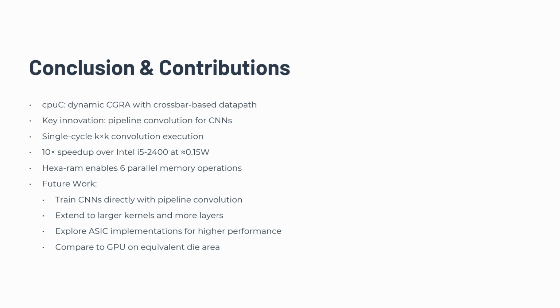To conclude, cpuC is a cross-grain reconfigurable architecture that uses a fully dynamic crossbar to execute a large multi-operation instruction. With our pipeline convolution transformation, cpuC can perform convolution with very high parallelism, achieving significant speedup compared to a general purpose CPU, while consuming only around 0.15 watt. Future work includes training networks directly with pipeline convolution, extending cpuC to additional layer types, and exploring scaled ASIC implementations.